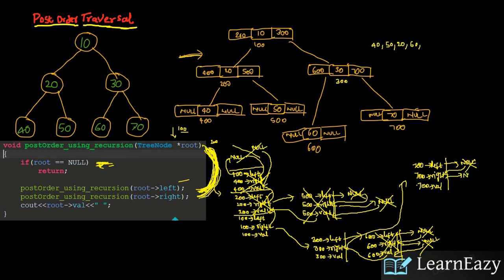700 right nothing but null. Again null double equals to null. So it returns back here and the stack record will get deleted. And 700 value nothing but 70. It will print here. These 3 calls are done. The stack record will get deleted and it returns back to here, 300 value.